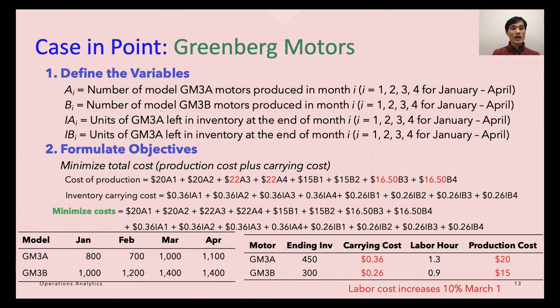Bi is the number of model GM3B motors produced in a month. And IAi is units of GM3A left in inventory at the end of month i. In other words, if it is IA1, it means the remaining inventory for GM3A at the end of January. If it is IA2, the remaining inventory of GM3A at the end of February. So that's what it means by IAi. And the same goes with IBi. That's remaining inventory for GM3B.